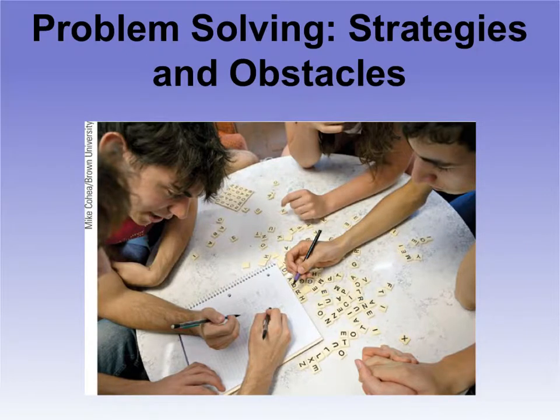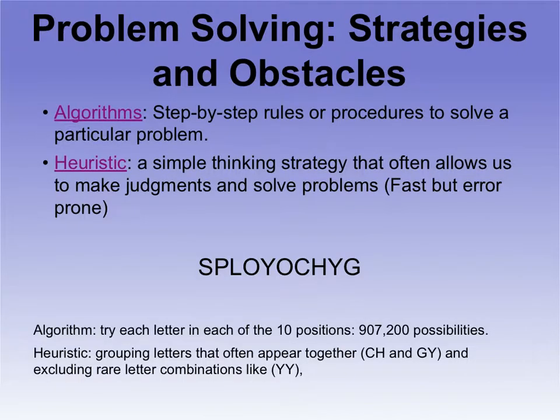So this is all about different types of problem-solving strategies and obstacles to those strategies. The two main problem-solving strategies we're going to be discussing are algorithms and heuristics. And we're going to be discussing some specific types of heuristics. So an algorithm is like a recipe. It's a step-by-step rule or procedure for solving a particular problem.